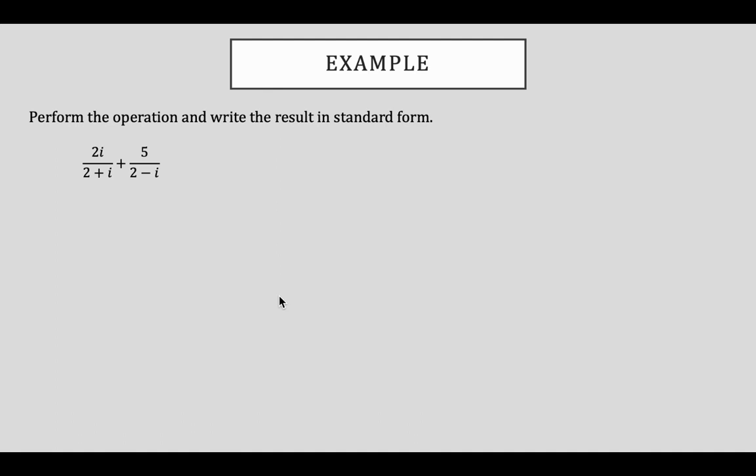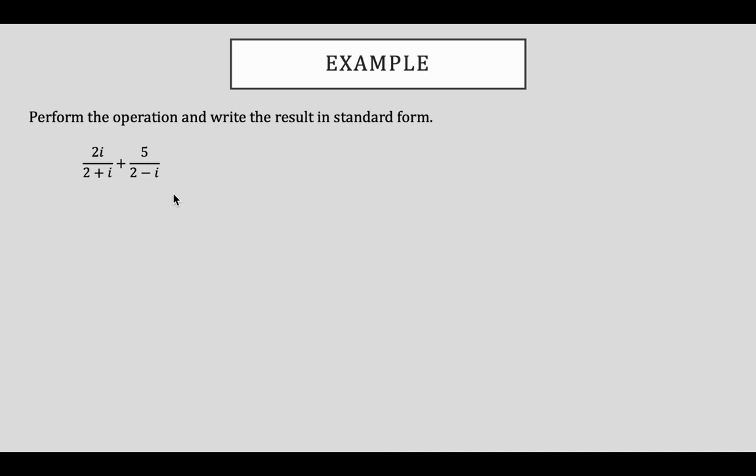So another example here, right? This time we're going to end up using a lot of our skills dealing with complex numbers: addition, subtraction, multiplication, division, all in the exact same problem. It says perform the operation and write the result in standard form. We have 2i divided by 2 plus i, plus 5 over 2 minus i.